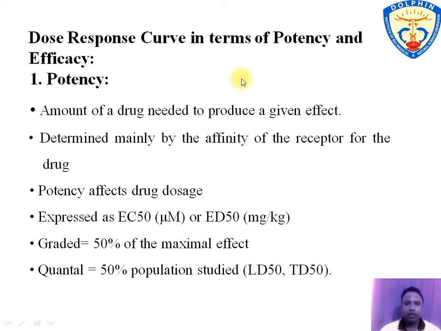This slide describes the dose response curve in terms of potency and efficacy. So first, potency. Potency is the amount of drug required to produce a pharmacologic effect. Potency is determined mainly by the affinity of receptor for drug, that is, how much receptor is occupied by drug. This describes the dose level of drugs. It is expressed as EC50 or ED50, that is, effective concentration or effective dose, in terms of graded response, that is, 50% of maximum effect, or in terms of quantal drug response, that is, 50% of the population studied, that is LD50 or TD50.